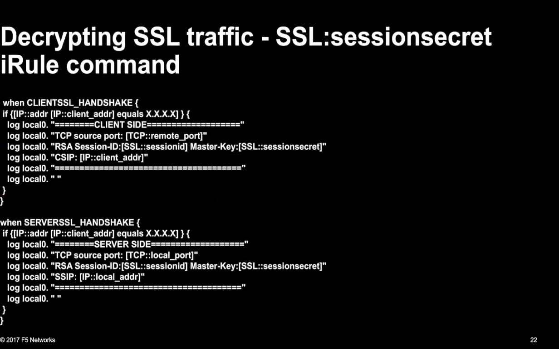So this is the example of the iRule. Well, actually, this is the iRule that you can use to decrypt the traffic. It reads when a client side, it will act when there is a client SSL handshake, and it will log the RSA session ID and the master key. So you can use only the first part, the client SSL handshake, if you just want to troubleshoot the client side of the traffic, or if you want to troubleshoot both sides, you can use the full iRule syntax as it is.